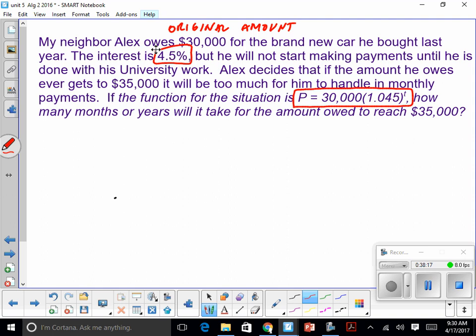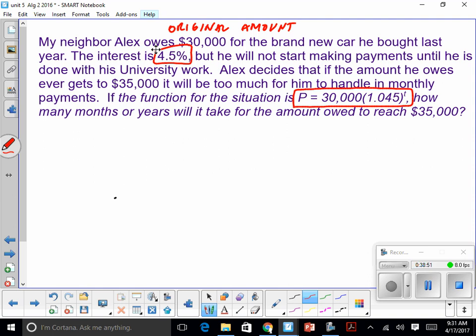We keep reading. Alex decides that if the amount he owes ever gets to 35,000, it will be too much for him to handle in the monthly payments. If the function for the situation, that is, if they're nice enough to put a P and a T there, and we had to put this in the calculator, your calculator won't accept a P and it won't accept a T. You have to write that as a Y equals X. Okay? How many months or years will it take for the amount owed to reach 35,000? That's the way they ask it. It's all it means.